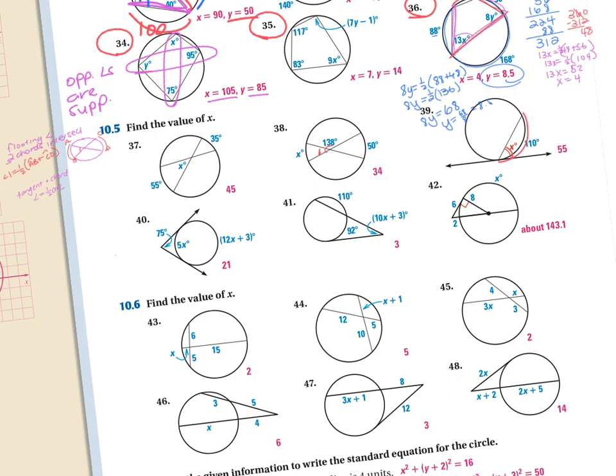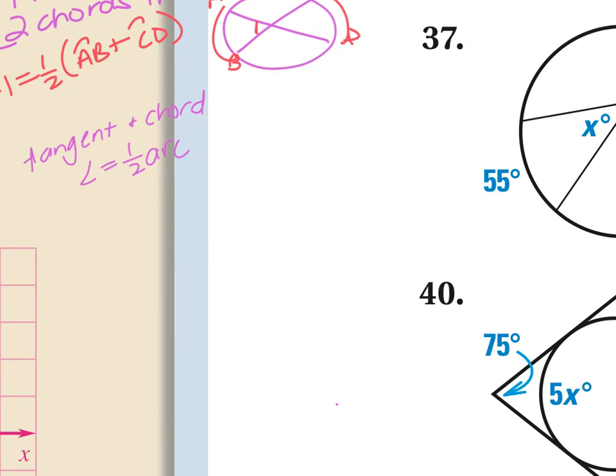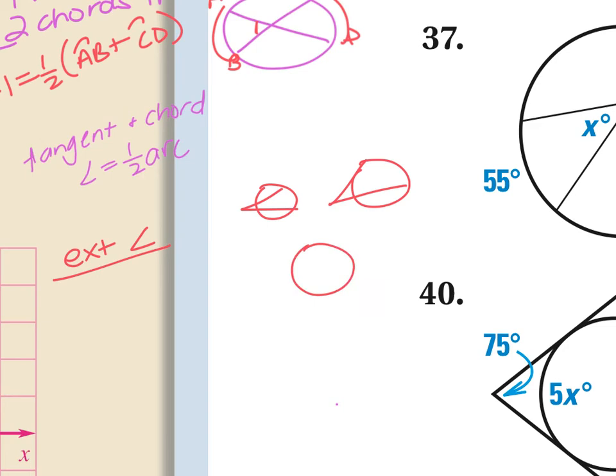And then we had the exterior angles. So the exterior angle, whether it was formed by two secants, or a tangent and a secant, or two tangents, the exterior angle equals the big arc minus the little arc that it intercepts, divided by 2.